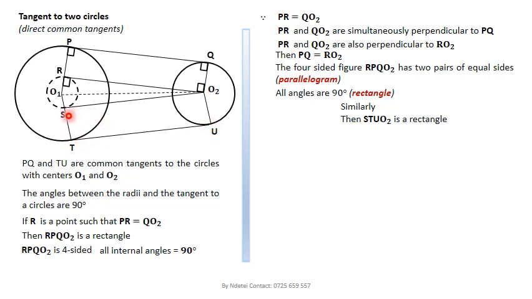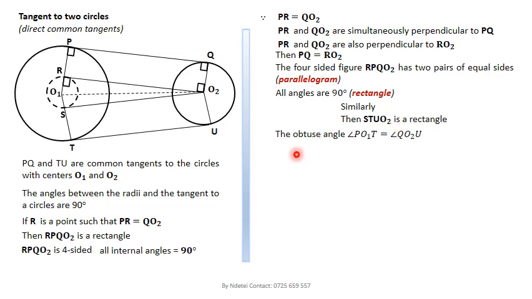That means the four-sided figure STUO2 has four interior angles which are 90, and therefore it's a parallelogram and actually a rectangle.